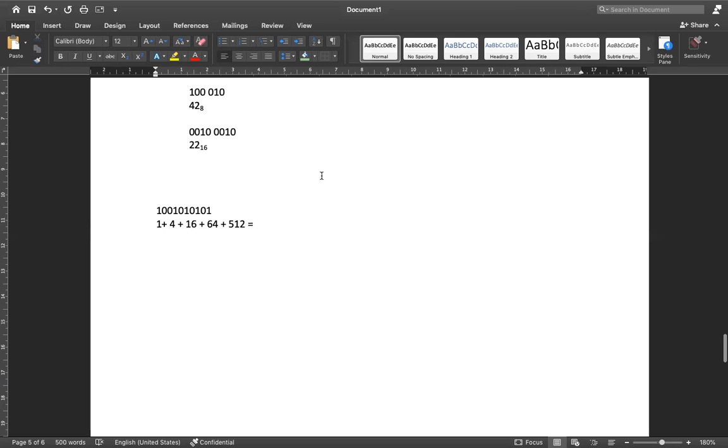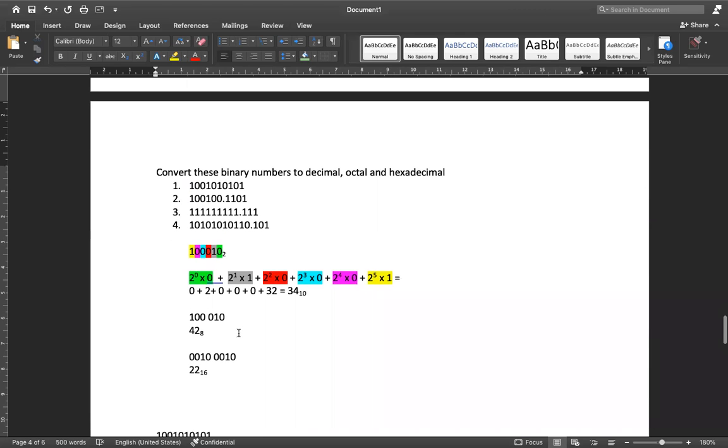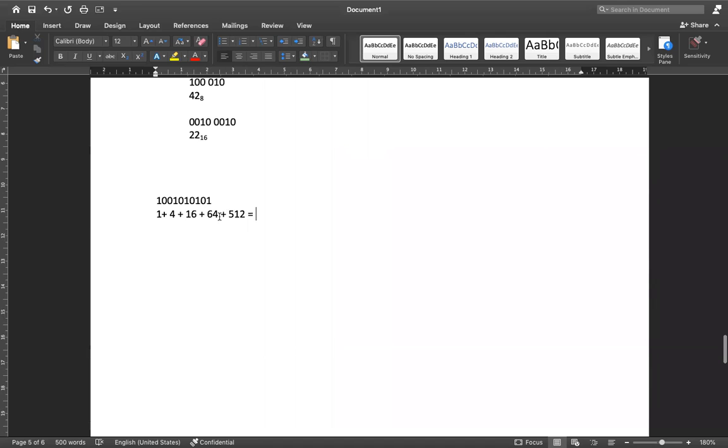You got this one. What is the decimal value? I got 597. Okay, let's say this is 16, 64 plus 16 is 80. 80 plus this one is 592, and 592 plus 5 is 597. Yes, correct. 597 in decimal.